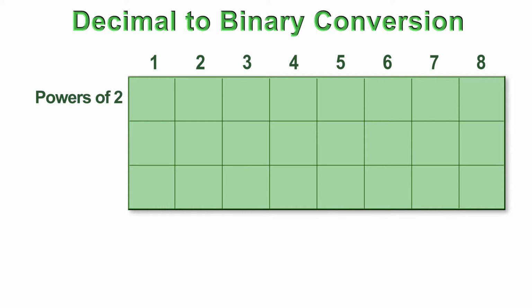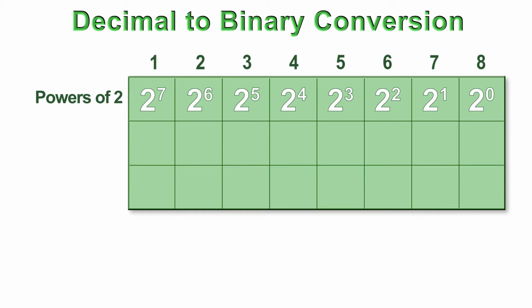And I'm going to just put in 2 to the 0 power. Then I'll move over to the next column, put in 2 to the first power. Then 2 to the second power. 2 to the third power. 2 to the fourth power, 2 to the fifth, 2 to the sixth, and then 2 to the seventh power.